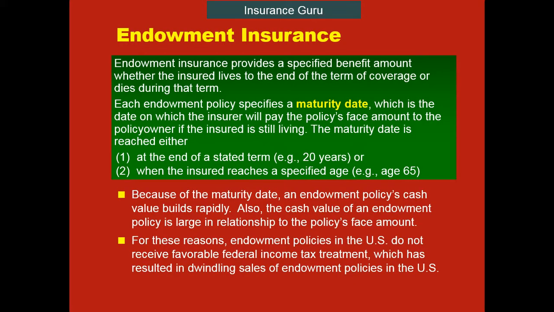There is endowment insurance. Endowment insurance provides a specified benefit amount whether the insured lives to the end of the term of the coverage or dies during that term. Each endowment policy specifies a maturity date, which is the date on which the insurer will pay the policy's face amount to the policy owner if the insured is still living. The maturity date is reached either at the end of the stated term or when the insured reaches a specified age. In this insurance policy, cash value builds rapidly.